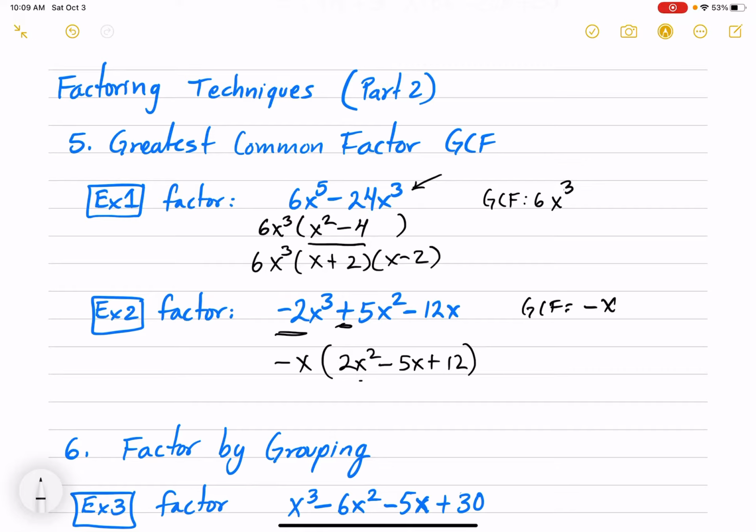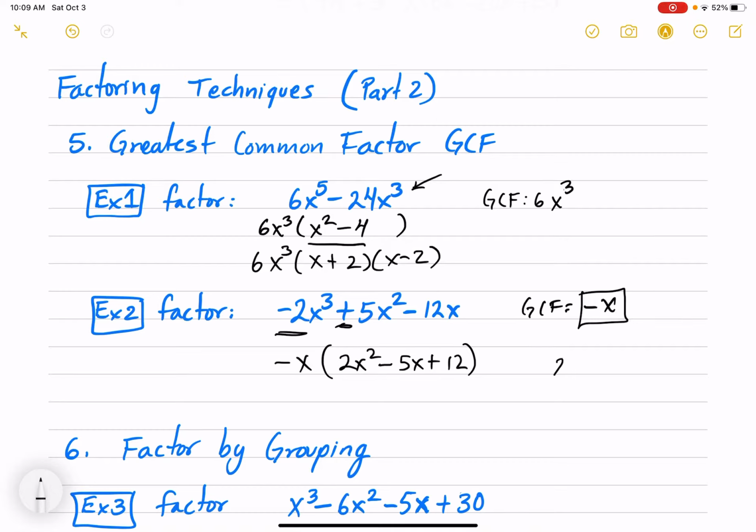Okay, now this is a trinomial with a leading coefficient of 2, and we're going to try to factor this any more. I'm not sure if it factors, but if it does, we will finish it. If it doesn't, we leave it like this. But this is how you do the greatest common factor. We factor out the negative x. And so now let's see.